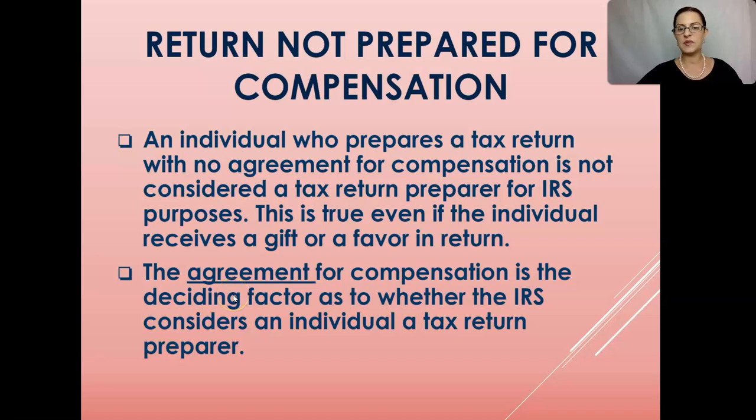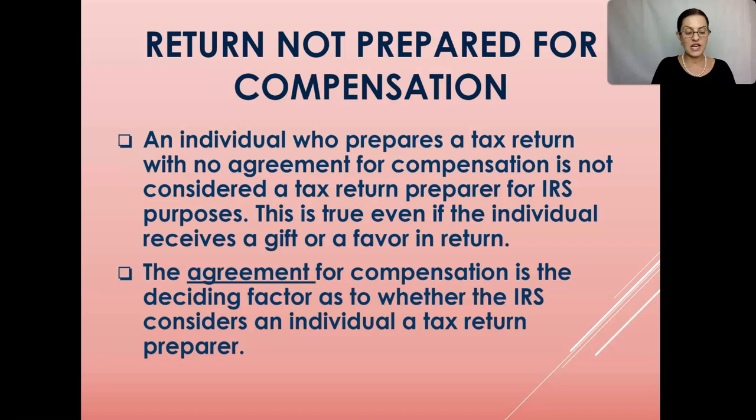The agreement for compensation is the deciding factor as to whether the IRS considers an individual a tax return preparer. Now, I want you to understand the distinction here. If you're preparing tax returns for family and friends and you're not charging them, then you're not considered a tax return preparer. If you are preparing tax returns and you are charging them, even if it's just $5, then you're considered a tax return preparer. The agreement for compensation is what matters.